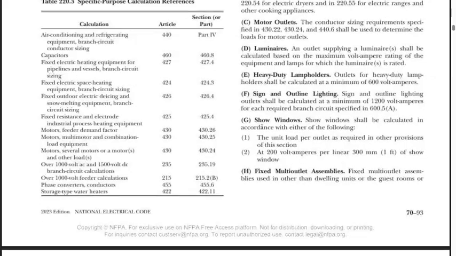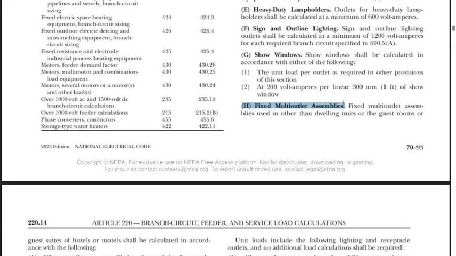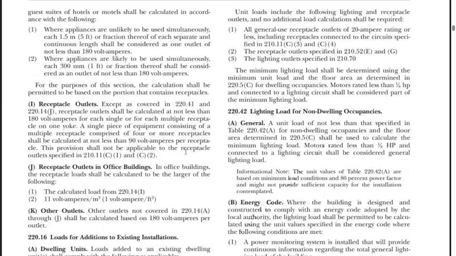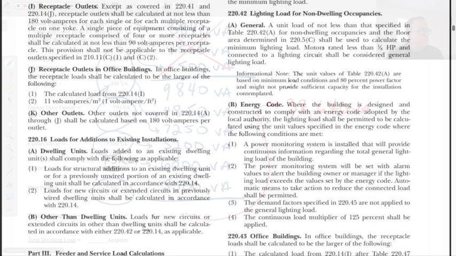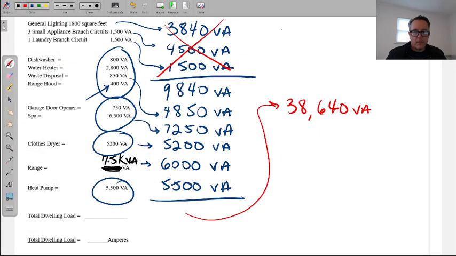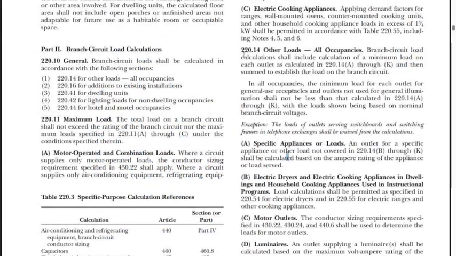So garage door opener does not fit multi-outlet assemblies. All right, we have all of our receptacle outlets, the office, other outlets. So that's where it falls under. It's not other equipment, it's specific. It's under the other equipment, and there is where we find specific appliances. It would be Article 220.14(A), specific appliances or loads.